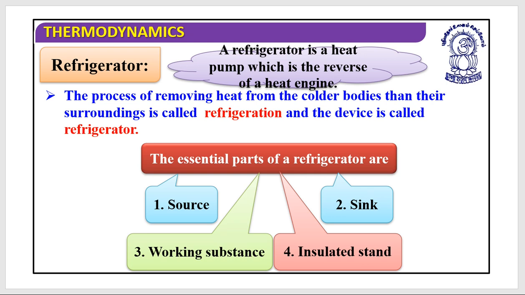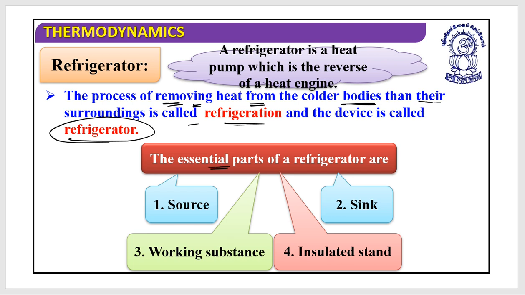What we can say is that a refrigerator is a device which can remove heat from bodies colder than their surroundings; this process is called refrigeration, and the device is known as the refrigerator. So the role of the refrigerator is to cool down a certain specific region. How will it make it cool? It will remove the heat from that specific region to the surrounding, which is at a higher temperature. I hope this is clear.